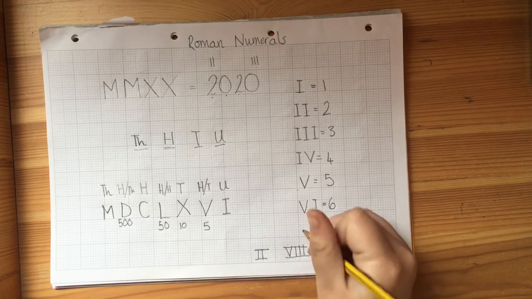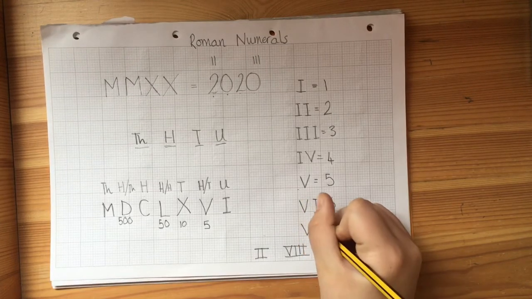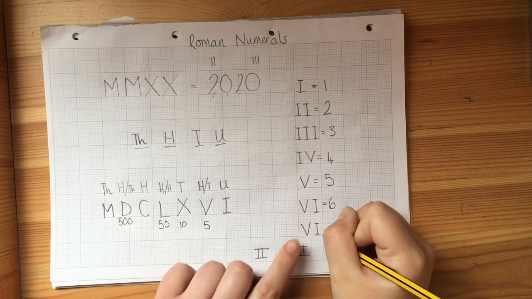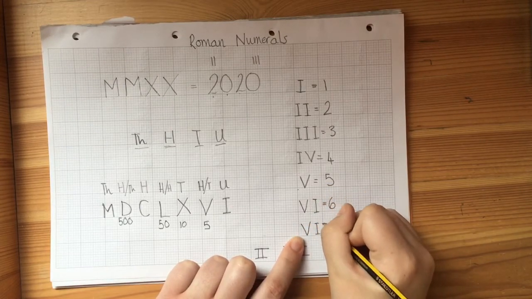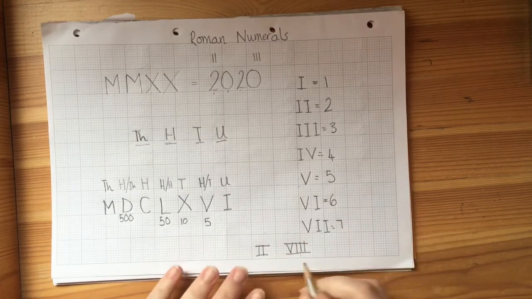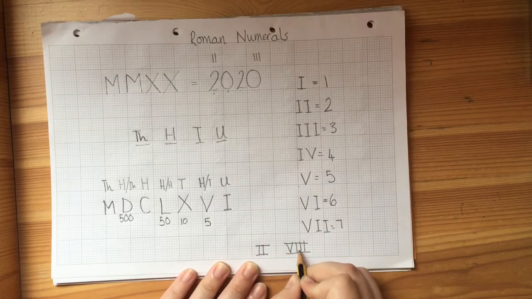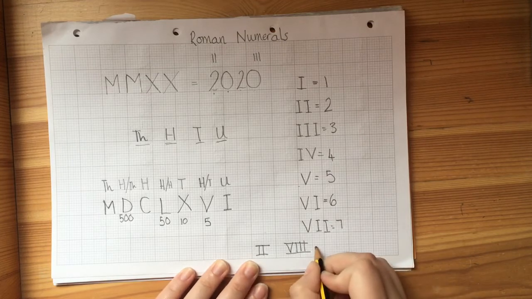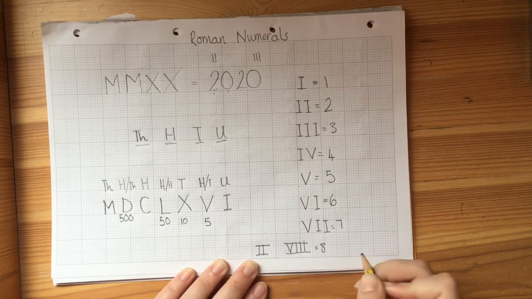Now, the Roman numerals, they keep going like this. So now they've got 5, but they're adding 5 add 1, and then you add another 1 to get 7. And then this one, 5 add 3 ones is going to be 8.